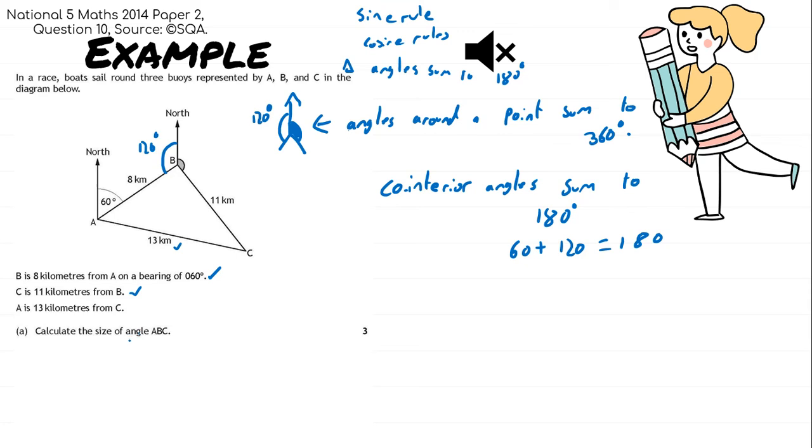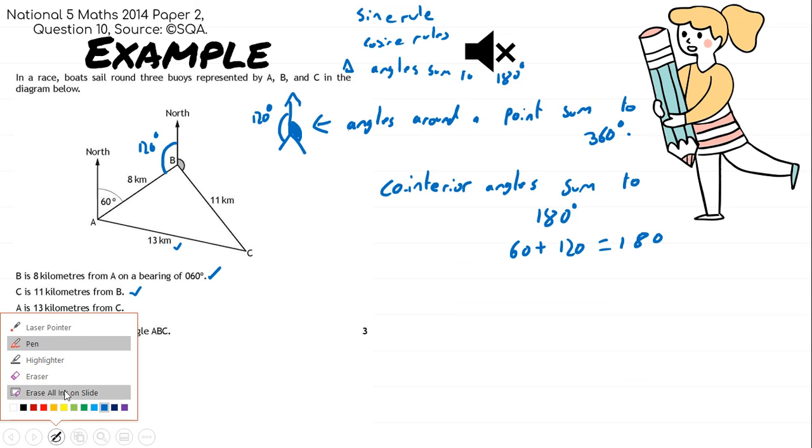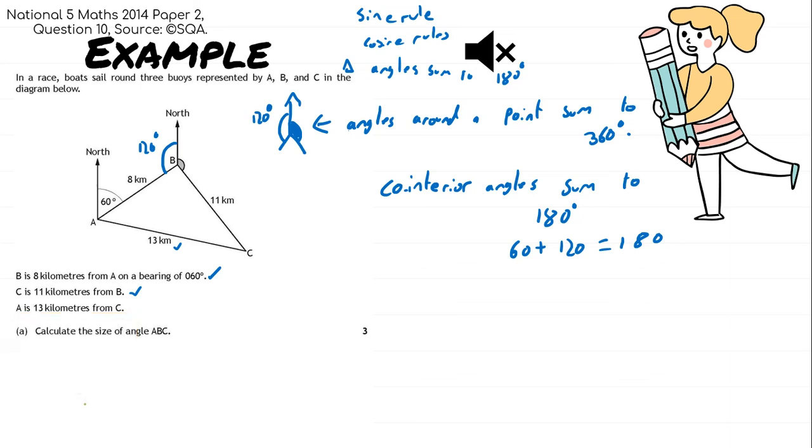Part A is find the angle ABC. ABC means start at A, go to B, and then go to C. So it's this angle here at B. So I'm going to mark this as X. Okay, fine. Let's have a little look. What do we have? We've got a triangle. We know all three sides, and we're trying to find an angle.